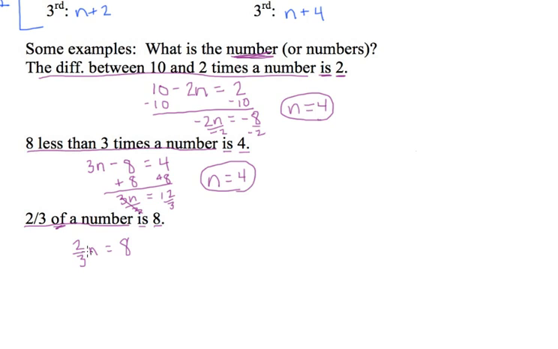To undo timesing by 2/3, I multiply by the reciprocal. So I'll multiply both sides by 3/2. This cancels, and I have n equals 24 halves, which reduces to 12. N is 12.